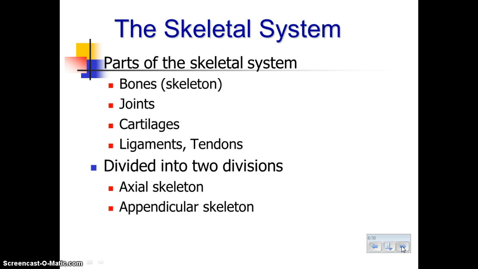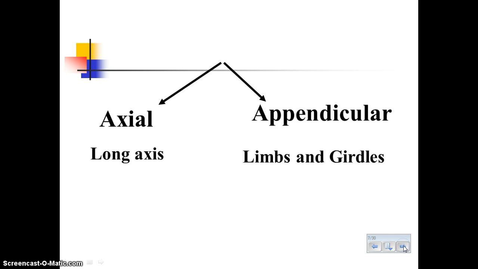To begin with, the skeletal system is obviously more than bones. Bones by themselves really wouldn't be of much value. It's the joints, the cartilage, the ligaments, and the tendons that work together with the muscles to make your skeletal system effective. Your skeletal system is divided into 2 different divisions: the axial division and the appendicular division. And we'll look at those 2 on the next slide.